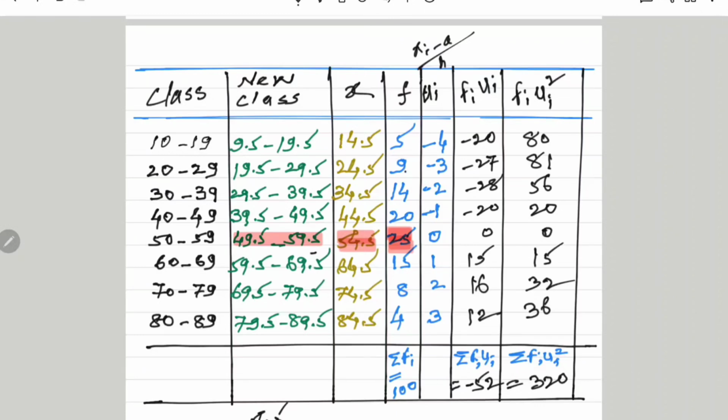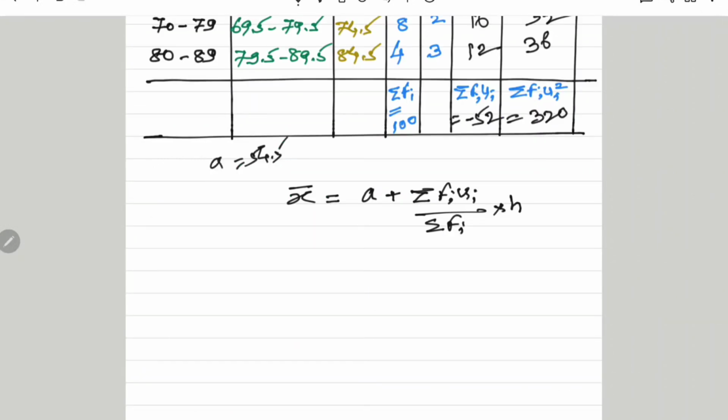And then using the values from this table, we perform the calculation for mean, mode and standard deviation. The formula for mean, which I have already written, is a plus summation of fi ui by summation of fi into h. The value of a is 54.5. Summation of fi ui is minus 52, divided by sum of fi, which is 100, and into h, 10.